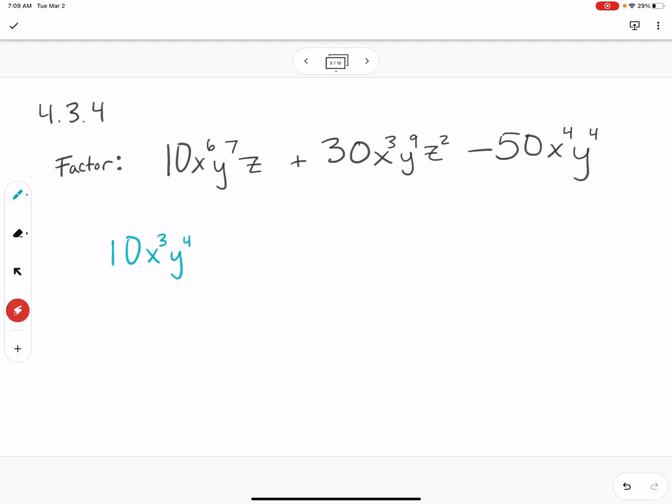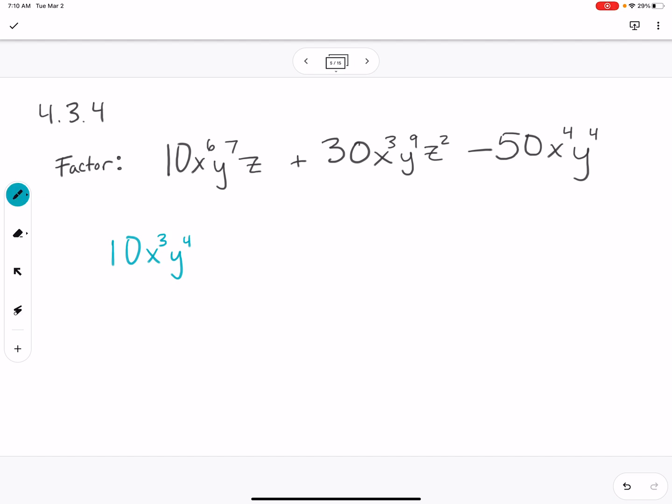Then for our z's, I have a z here. Ooh, remember there's an invisible 1. I have a z here, a z squared here. I don't have a z at all here. So if one of my terms doesn't have a z, that means I cannot include it in the GCF. So that's it. 10x cubed, y to the 4th, that's my GCF.